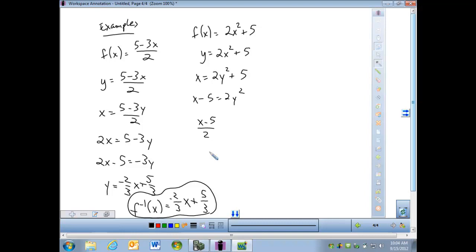Do you notice anything that I forgot to do in this problem? Like, let's say, check to see if it really does pass the horizontal line test. You'll notice when I get to this point right now, I actually have two functions at this point. This function did not pass the horizontal line test. Does not have an inverse.